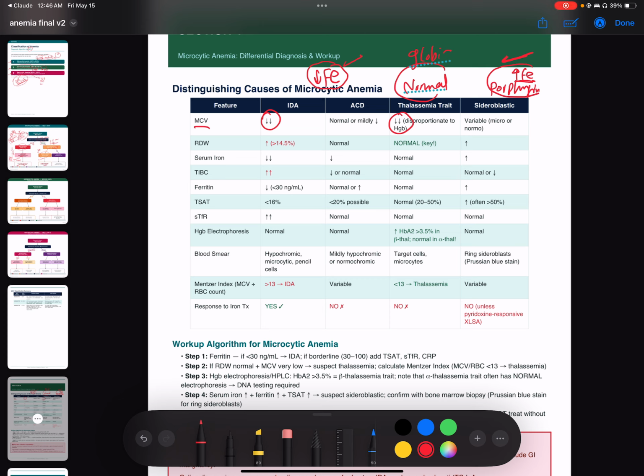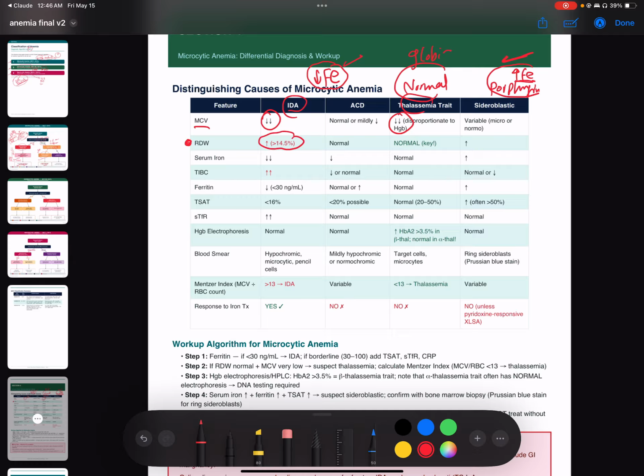Because if you think about it, in IDA you have a problem in the heme, but in thalassemia you have a problem in the globin, and by sense, the globin has a higher volume than the heme. So the MCV, the RBC, would be smaller if they don't have globin. In comparison with if they don't have iron, they will be small, but not as small. Then the RDW is a really, really important marker, especially to differentiate between IDA and thalassemia.